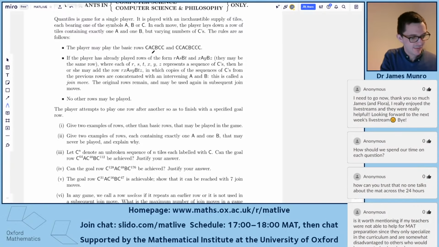Anyway, part 2 is really interesting for this question. It's quite creative. They ask you to come up with rows that you can't make in this game by joining things together. Can I have suggestions in chat, please? Time for you to join in. What rows can you not make? And we're looking for an explanation of why you can't make them as well. But let's go for the ones.